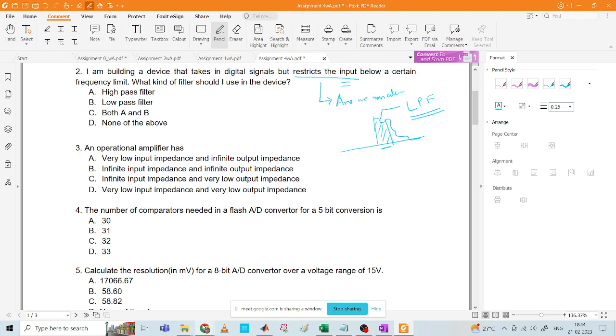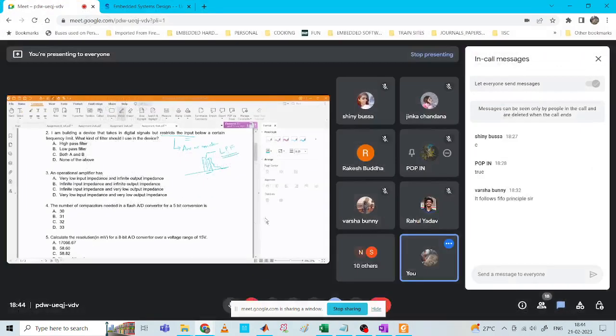Any doubts in this? Any doubts? So you have to understand what is meant by restricting the input. It means you are allowing only that input to pass.